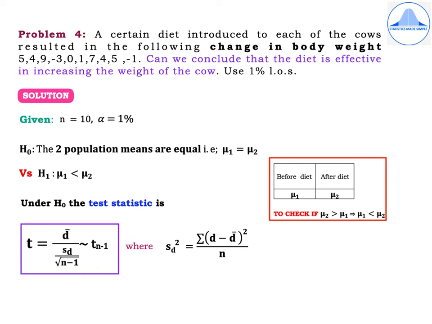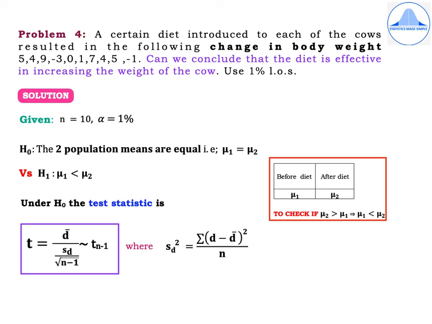Now, this problem again falls in the category of the paired t test, and the change in body weights given for the cows are nothing but the d values. So, x would be the weight of the cows before they were introduced to a new diet, and y would denote the weights of the cows after they were introduced to the new diet, and the difference, that is d equal to x minus y, is nothing but the change in body weight which is already given to us in the problem.